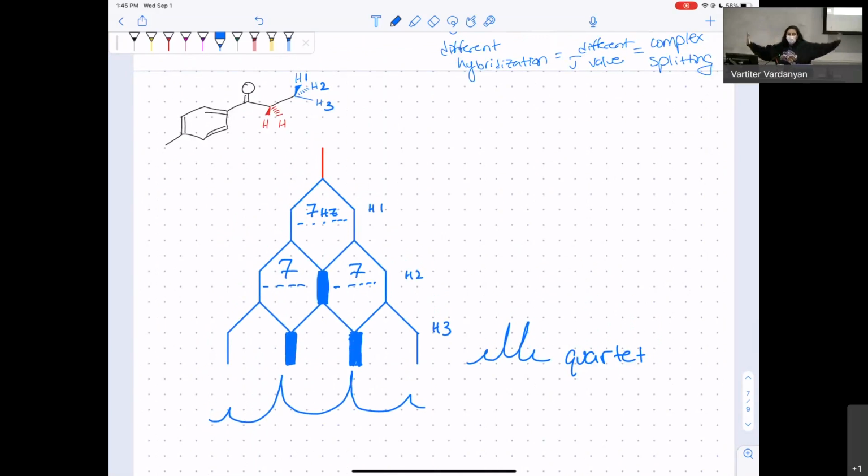Yay! Does this super not make sense to anyone? Yes. Okay, great question. The reason these ones are thick is because it has one line from this side, one line from this side, and so it's two lines overlapping. You can think of it as two signals overlapping. So that just means it's a higher intensity because it's two overlapping signals.